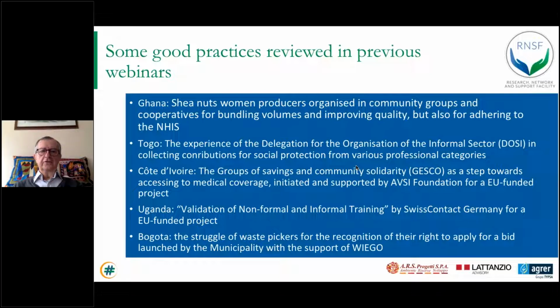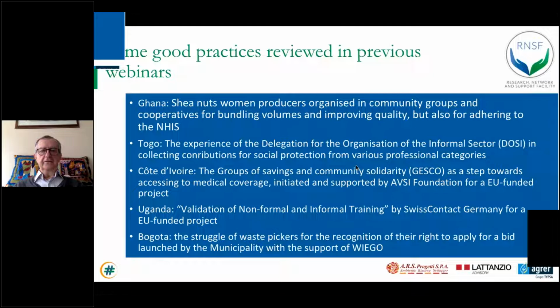also for collecting contribution to medical coverage. The good practice of Uganda in the recognition of technical skills acquired in the informal economy. And finally, in Bogota, the struggle of waste pickers for the recognition of their right to apply for a bid launched by the municipality with the support of WIGO.